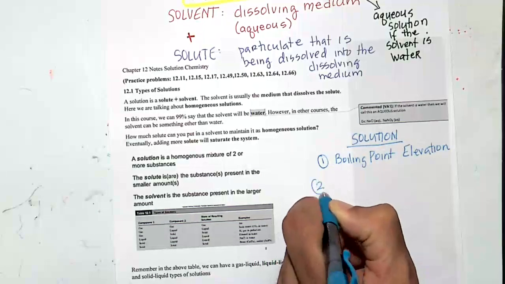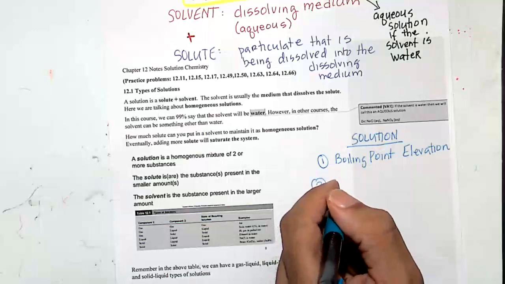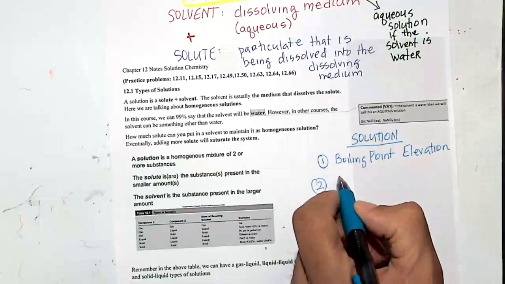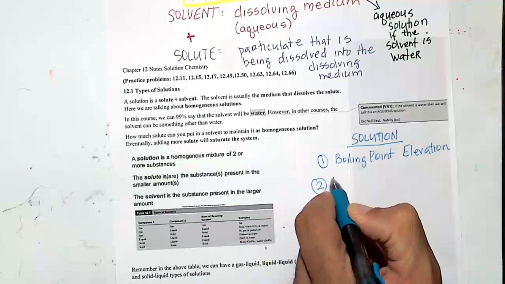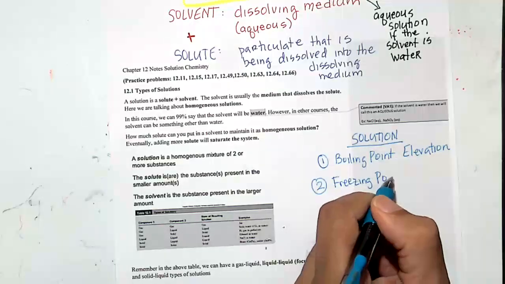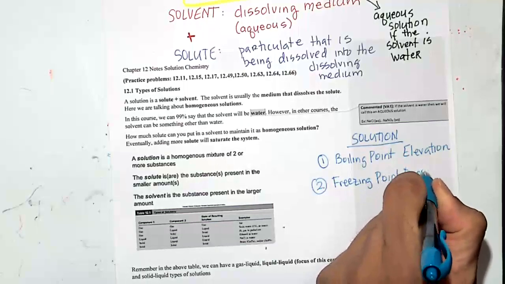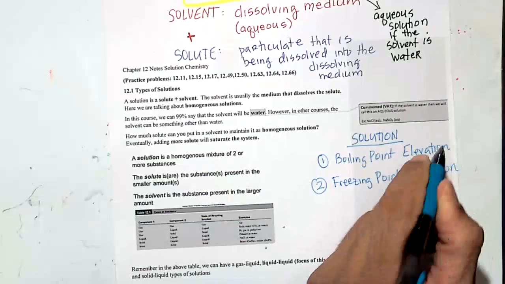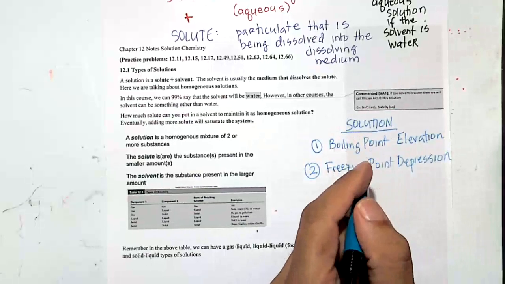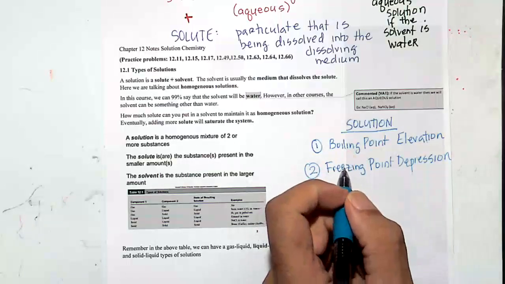The second thing that will happen the minute I add a solute, whether I add a lot, a little, or just a speck, as long as it's dissolved, as long as it goes into solution, my freezing point will go down. This is called freezing point depression. The minute I add a solute, my freezing point will go down. The minute I add a solute to the solvent, my boiling point will go up.